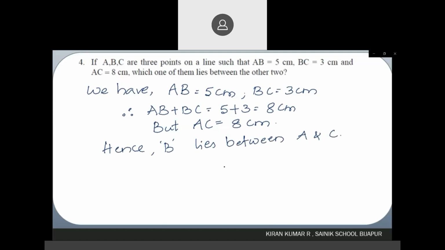It is something like this. We have a line segment, say AC, which is 8 centimeters. We have the point B somewhere here such that AB is 5 centimeters and BC is 3 centimeters. Together it is 8 centimeters.